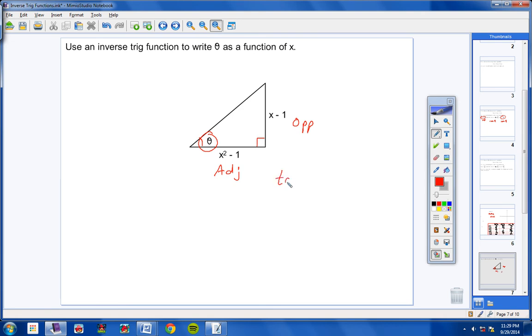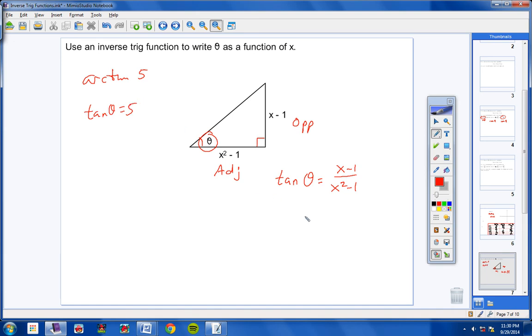So watch what I do here. See if this makes sense, students. Tangent of theta equals opposite over adjacent. Now, I want to rewrite it so theta is by itself. Think about that for a second, students. Let's go backwards. Remember, if I have arc tangent of 5, I'm just making that up, does that not mean tangent of theta equals 5?